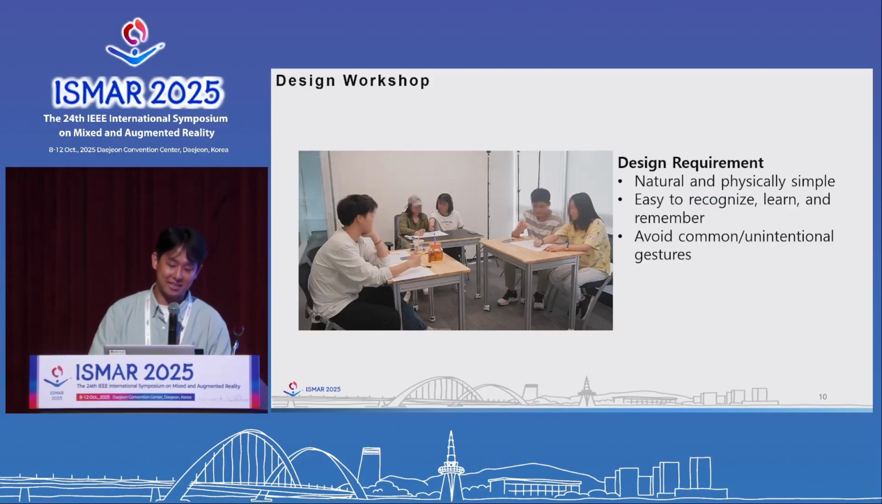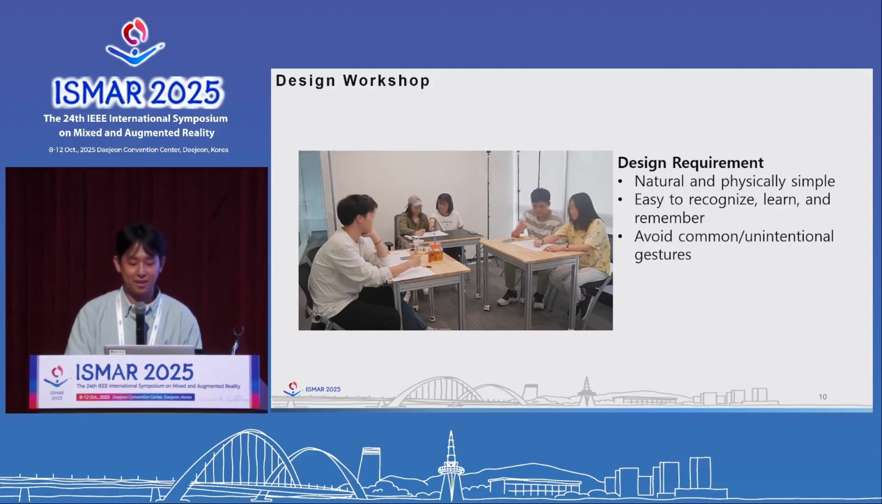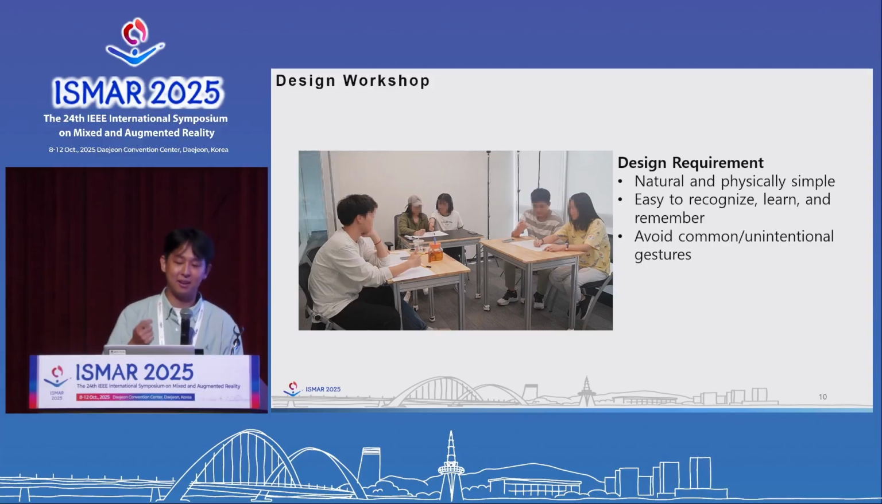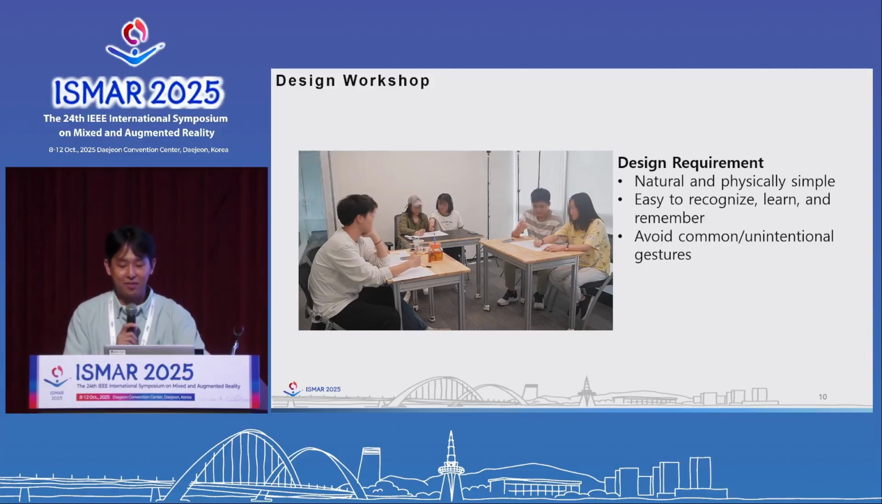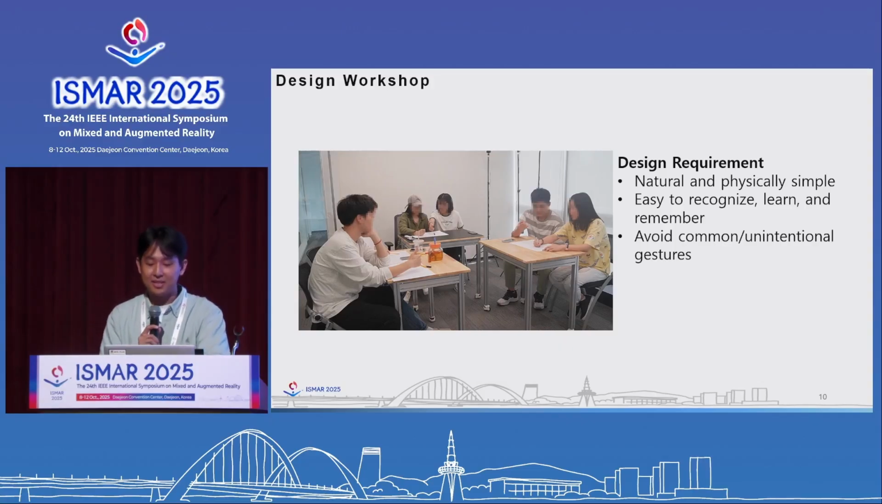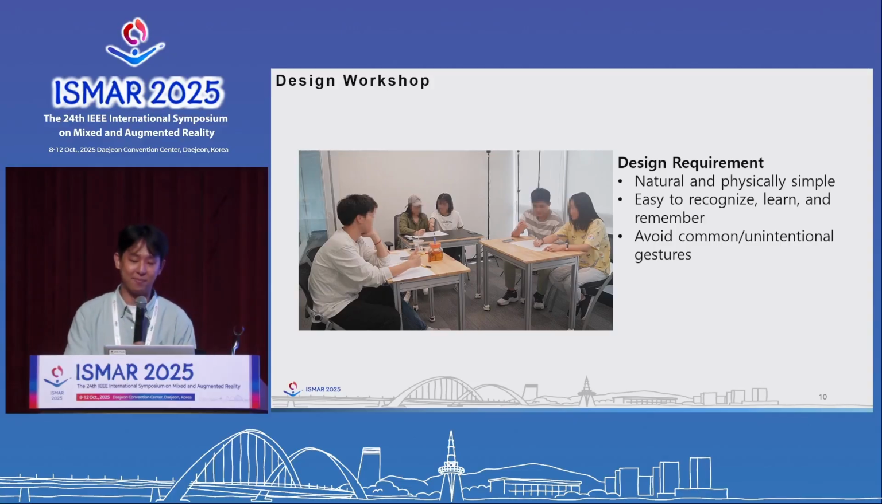In our gesture design workshop, we recruited 6 designers, as I mentioned, to create gesture sets for forearm deformation. We gave them a few design requirements. First, gestures should be natural, physically simple, and easy for the device to recognize, learn, and remember. Second, we emphasize the Midas touch problem, where unintentional movement might be misread as a gesture. To avoid this, designers were asked not to use common everyday gestures. Finally, guided by previous research, we restricted the design space to gestures of the hand and forearm.